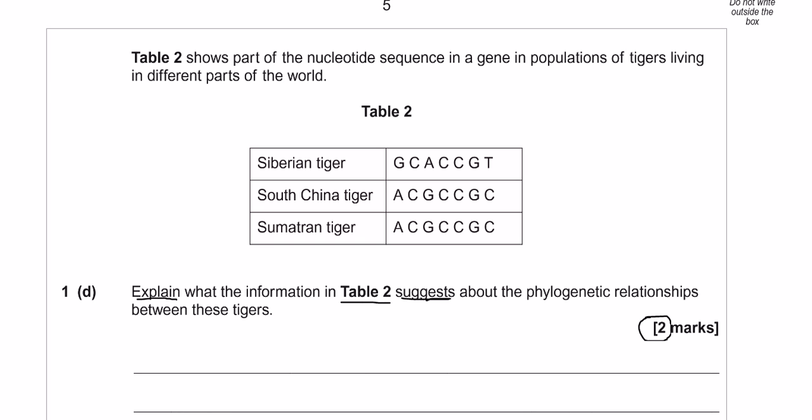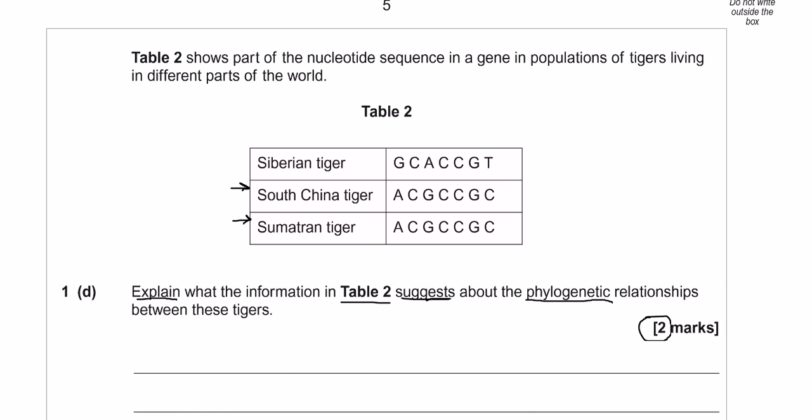Well, to answer this question, you need to obviously know what a phylogenetic relationship is, and the first one to say is there is definitely a relationship between the South China tiger and the Sumatran tiger, as you can see by the nucleotide sequence. So they share what we call a more recent common ancestor because they have an identical nucleotide sequence. That will get you the 2 marks.